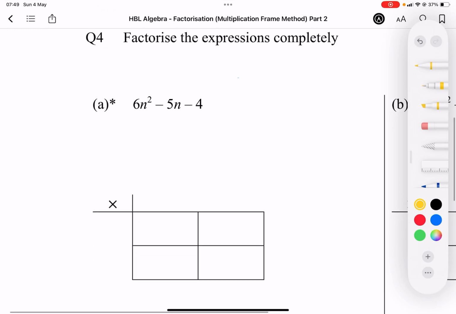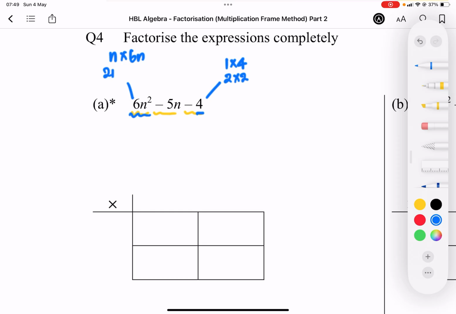In the quadratic expression 6n squared minus 5n minus 4, first we look at 4. The pairs of numbers that can give 4 are 1 and 4, and 2 and 2. Similarly, for 6n squared, the two possible pairs are n times 6n or 2n times 3n. The key is the combination of the numbers eventually will need to give us this.